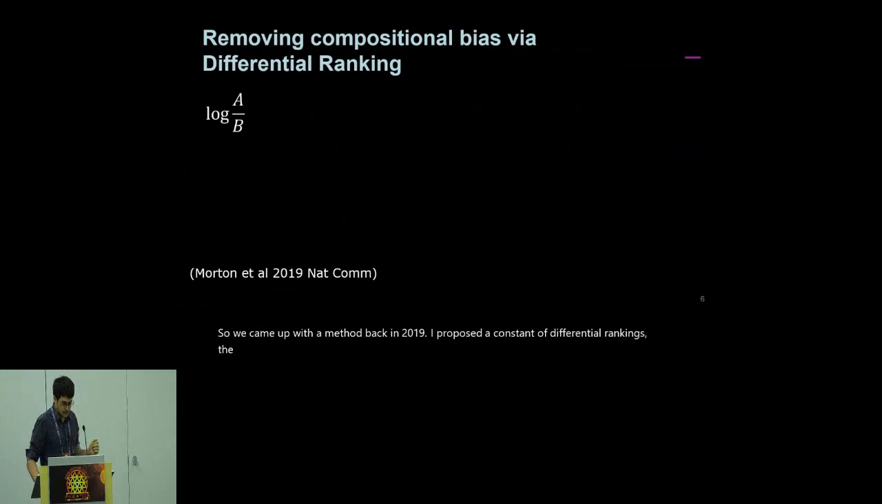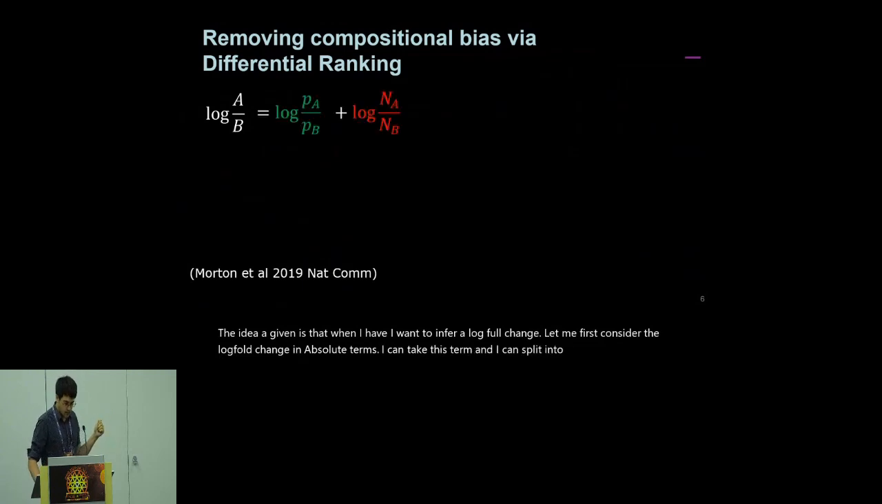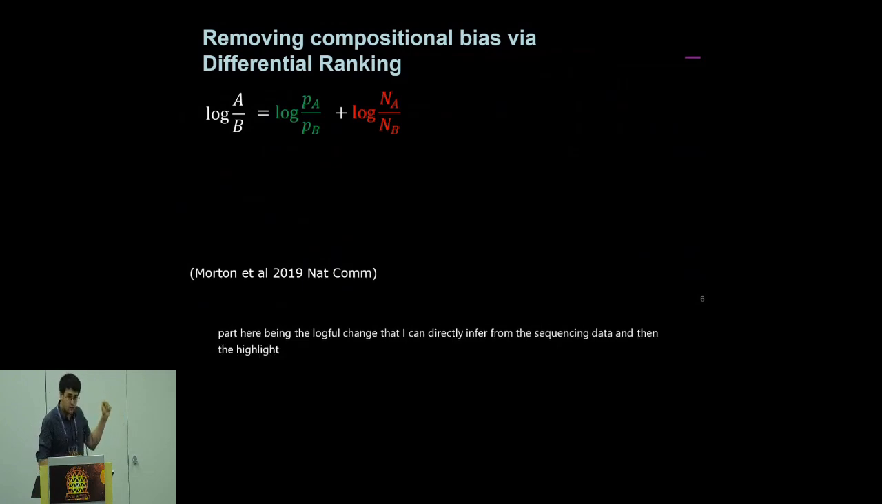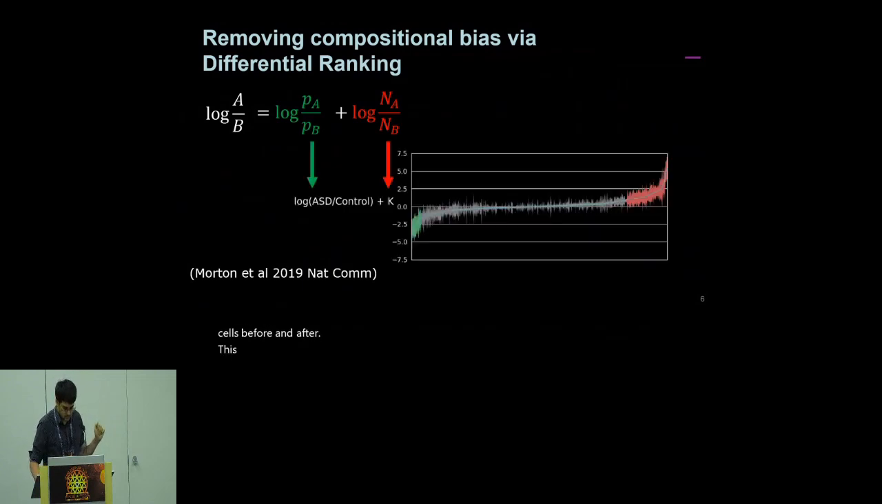The idea is that when I want to infer a log-fold change, let me first consider the log-fold change in absolute terms. I can take this term and split it into two parts. The first part is the log-fold change that I can directly infer from the sequencing data. And then highlighted in red is a log-fold change that is due to the change in the total number of cells before and after this perturbation.